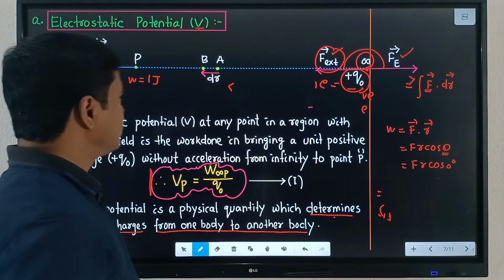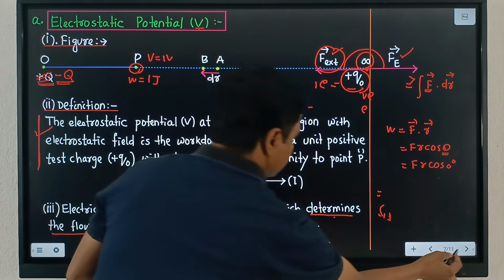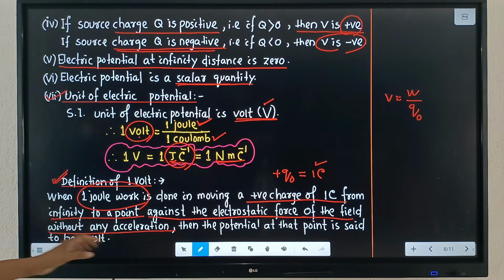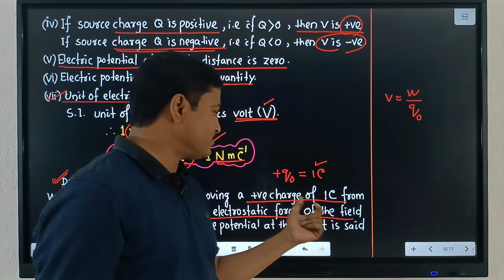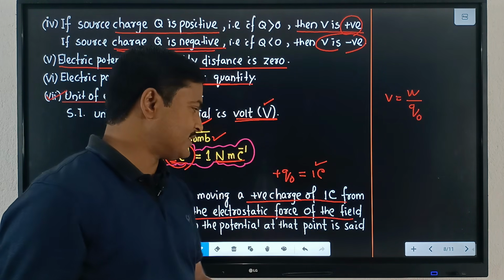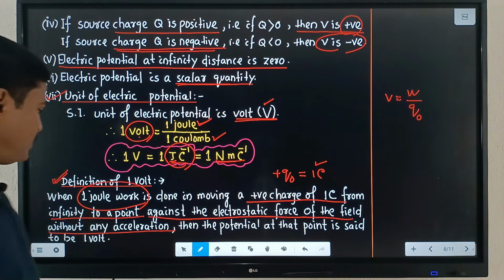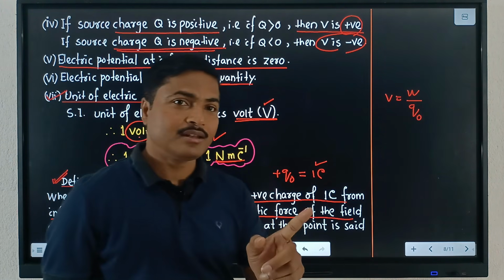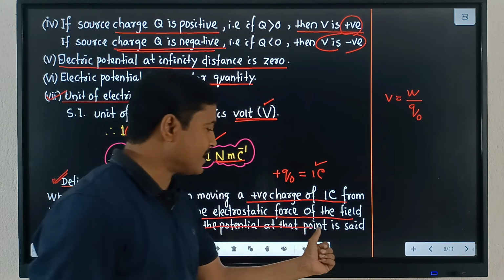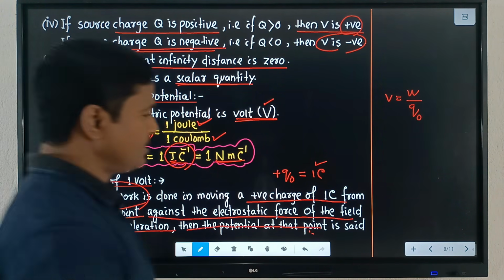Then the potential at point P is known as 1 volt. This is the definition of the 1 volt. That means when 1 joule of work is done in moving a unit positive test charge of 1 coulomb from infinity to the point P against the electrostatic force of the field without any acceleration, then the potential at point P is said to be 1 volt. Clear?